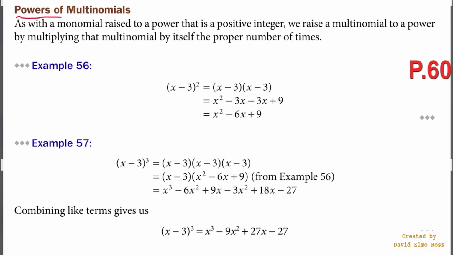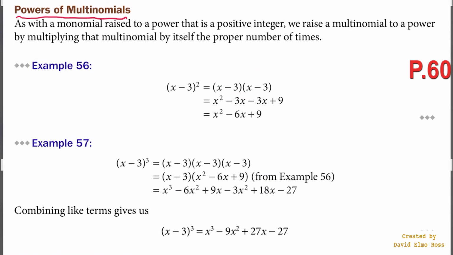Let's now look at powers of multinomials. So if we take x minus 3 squared, we can then apply our FOIL rule. X times x is x squared. Outside, minus 3x. Inside, minus 3x. That gives us minus 6x. Minus 3 times minus 3 is positive 9. And we're done. If we look at example 57, this is x minus 3 cubed.